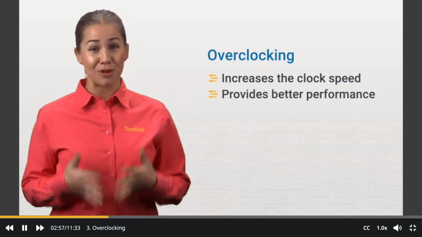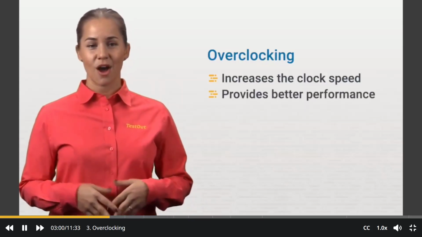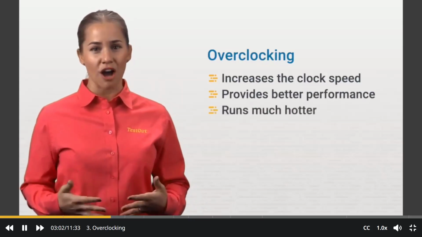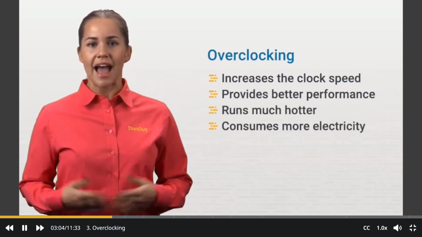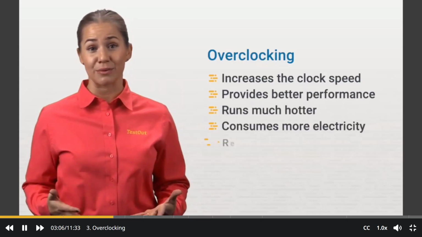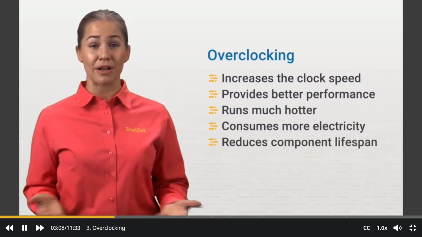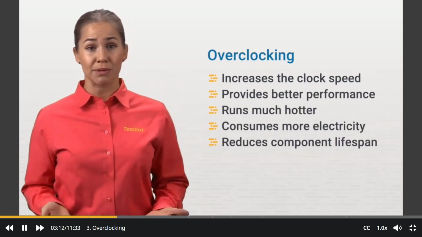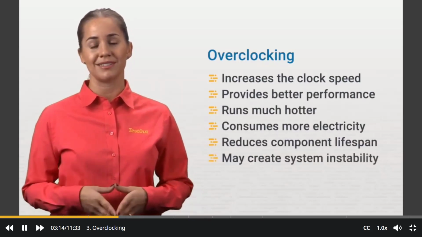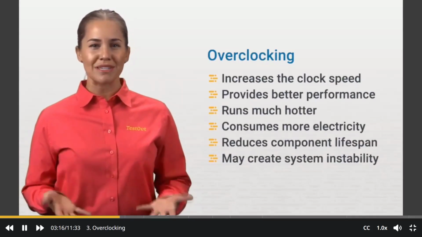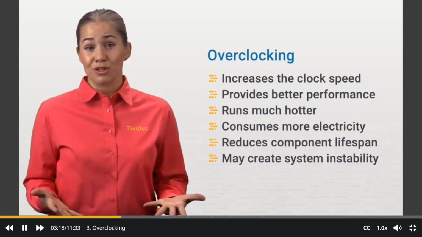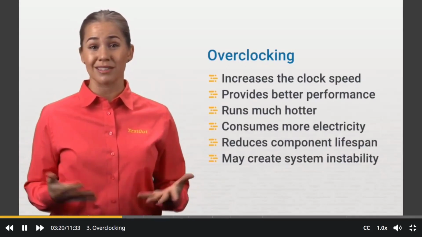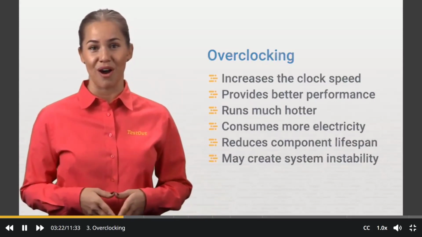However, beware that the improved performance comes at a price. Overclocked systems tend to run much hotter and consume more electricity, and the increased temperature can significantly reduce the lifespan of the CPU, as well as the other components in the system. In addition, if you push the CPU too fast, you'll probably experience system instability. So you must decide whether the increased performance is worth the shortened lifespan of the device, as well as the potential instability of the system overall.